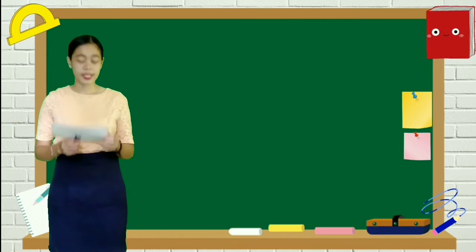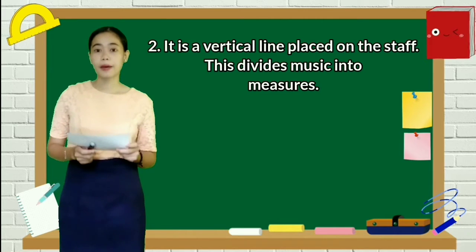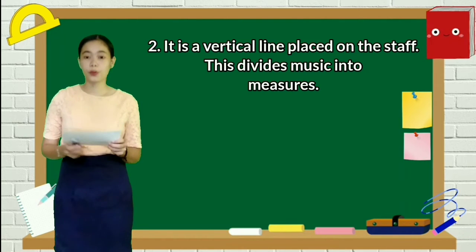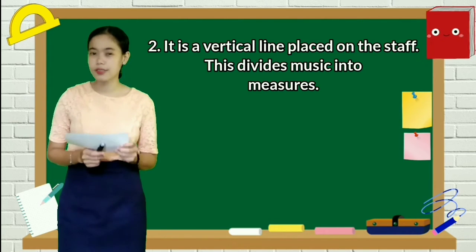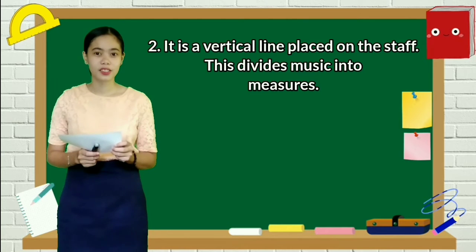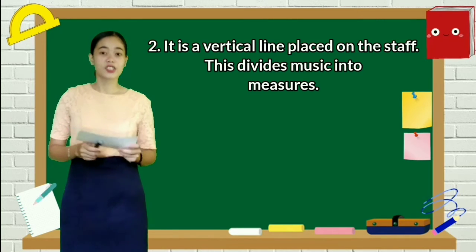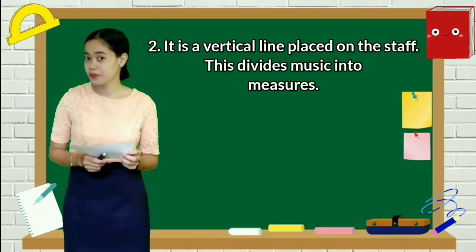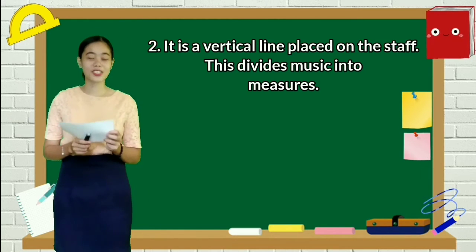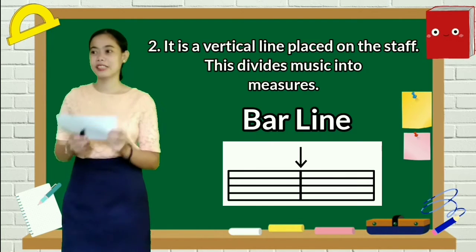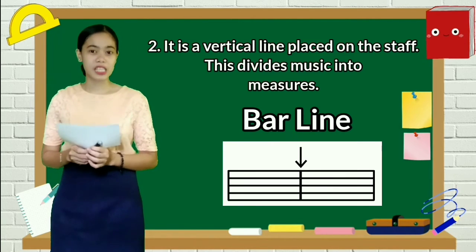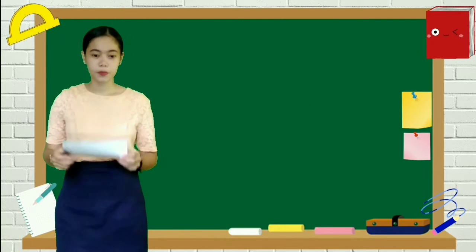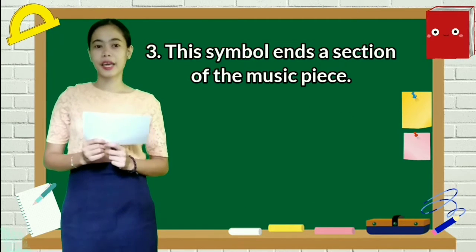The next is a vertical line placed on the staff. These divide music into measures. What do you think is the answer? Alright, do you think bar line is the answer? Very good. So all groups have the same answer. So you will receive 3 points, which is equivalent to 1 note. Now for our next item.